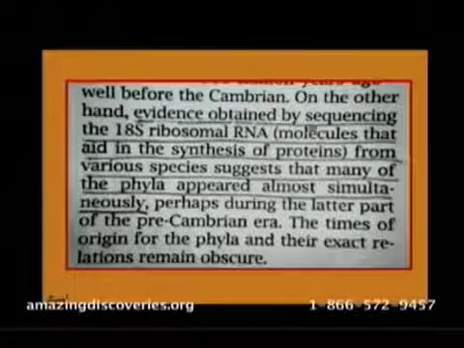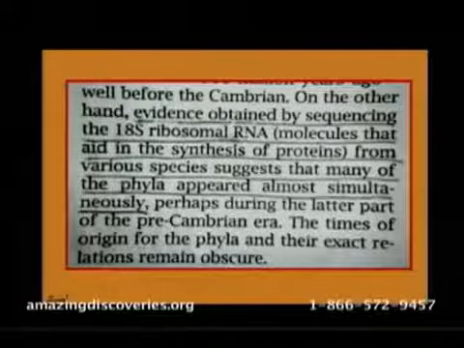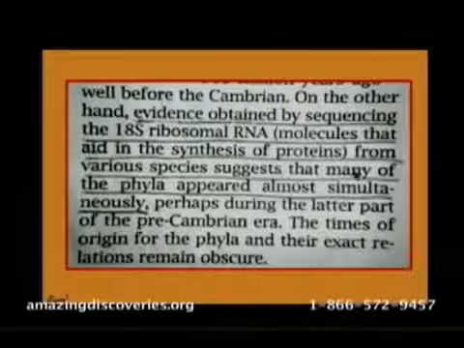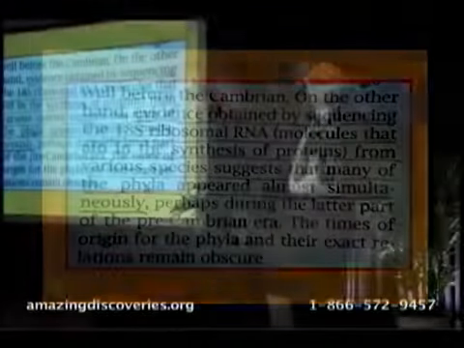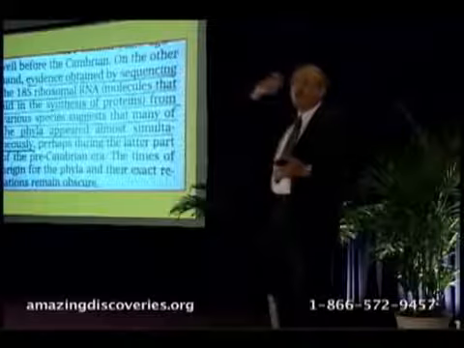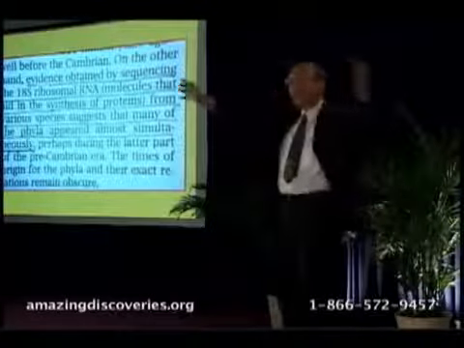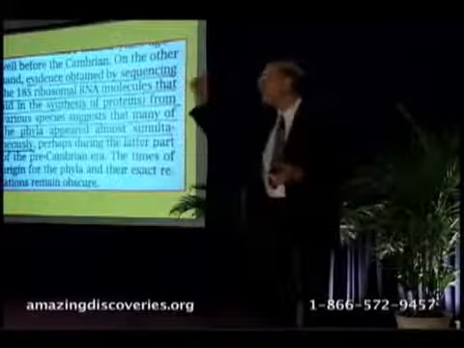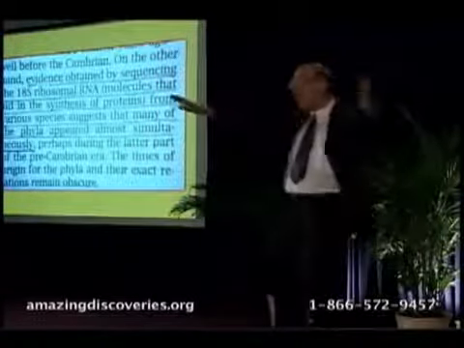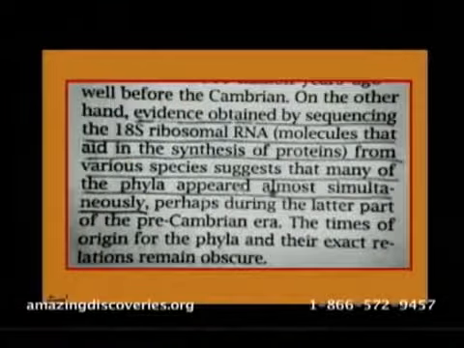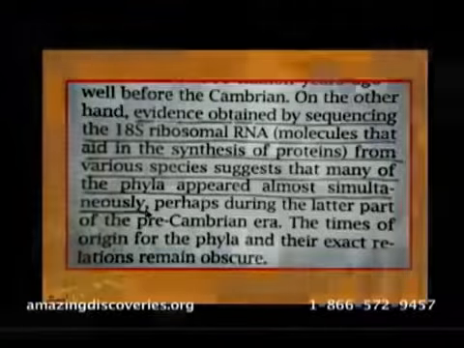It is evidence that was obtained from sequencing 18S ribosomal RNA that suggests that various species and many phyla, now what's a phyla? That's a huge category of animal. For example, all the snails, all the slugs, all the marine mollusks, all the squids and the octopuses, and all of that constitutes one phylum. And then you'd have the arthropods, all the jointed-legged ones, all the crabs, all the insects, every little crayfish, all of those that walk around. That's another phylum. So these are huge categories of animals. And they're suggesting that the phyla, many phyla, appeared almost simultaneously. That means, boom, they were there.